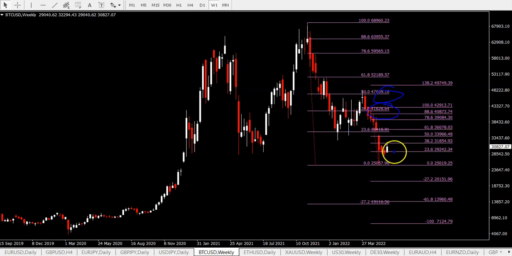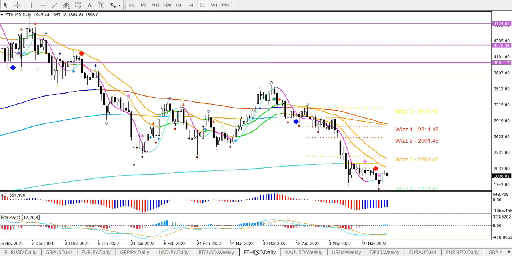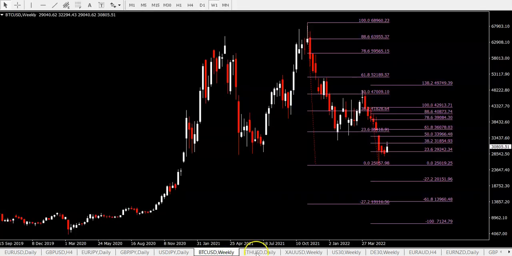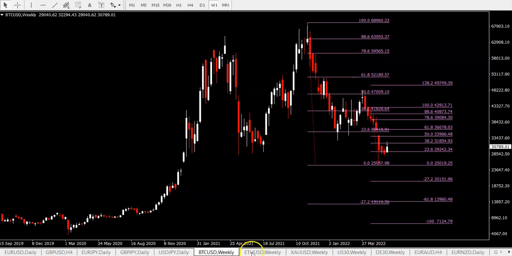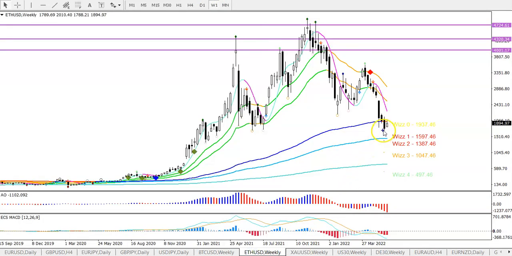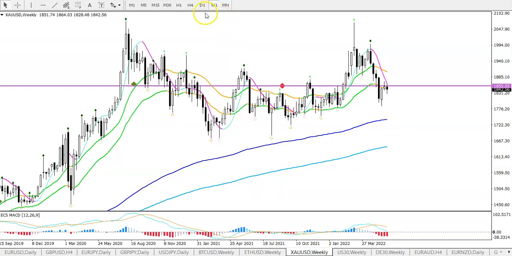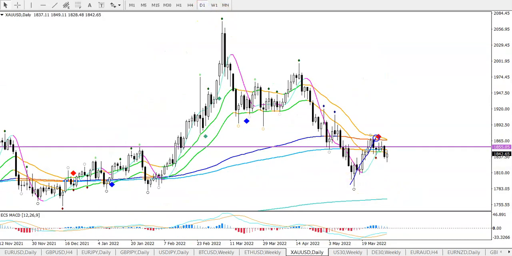But in any case, I think that there's a fair chance of a wave B starting eventually to the upside. Same thing is valid for Ethereum, although Ethereum has been slightly weaker because we have a lower low here, a new lower low. Bitcoin didn't have that. Gold made a sturdy bounce up, now making a correction.